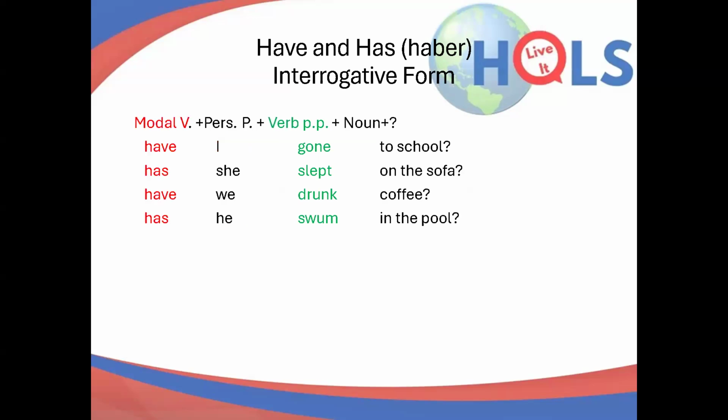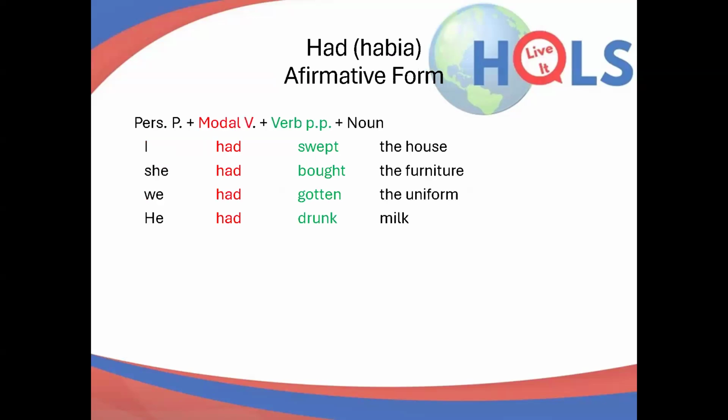For the interrogative form, again, we need to use the modal verb first, personal pronoun second, the verb in past participle, the noun, and we close the question mark. For example, have I gone to school? Has she slept on the sofa? Have we drunk coffee? Has he swum in the pool? So in this case, we use the modal verbs in the beginning and we close with a question mark.